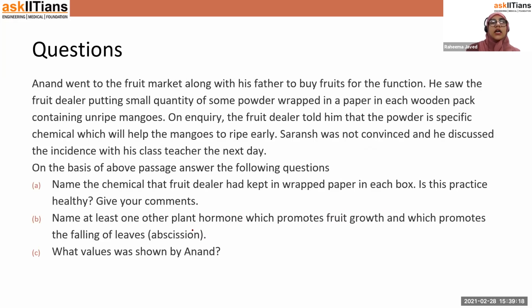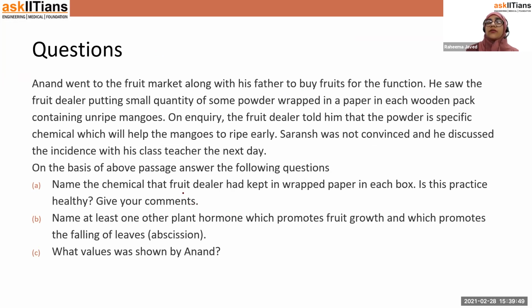Then Anand went to the fruit market along with his father to buy fruits for the function. He saw the fruit dealer putting a small quantity of some powder wrapped in a paper in each wooden pack containing unripe mangoes. On inquiry, the fruit dealer told him that the powder is a specific chemical which will help the mangoes to ripen early. Saransh was not convinced, and he discussed the incidents with his class teacher the next day. On the basis of the above passage, answer the following questions.